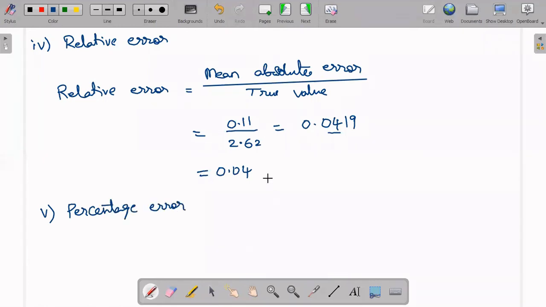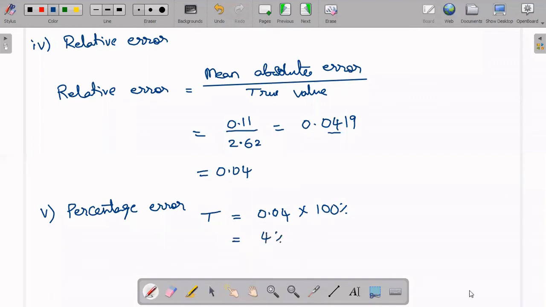Relative error into 100, if you do, you will get percentage error. So what is that percentage error? It is equal to 0.04 into 100, which we will get as percentage error. This is in percent, so it will come as 4%, right? So this is percentage error.